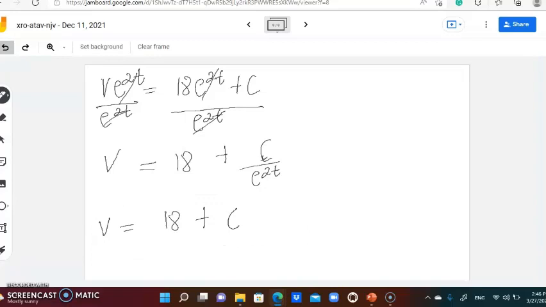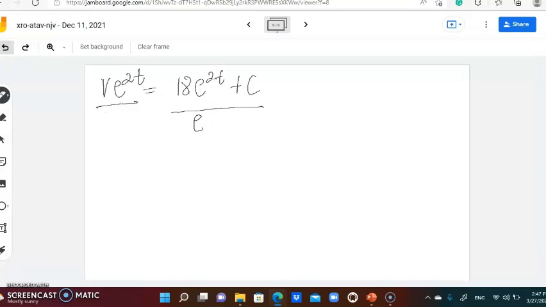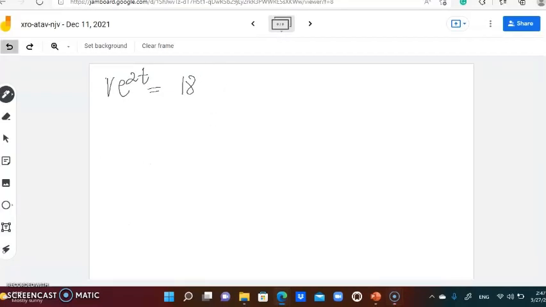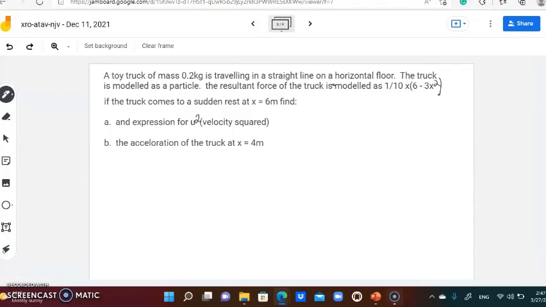Now let us look at another question. And this one is going to be a little bit different, but still a good question for us to look at. So it says, a toy truck of mass 0.2 kilogram is traveling in a straight line on a horizontal floor.